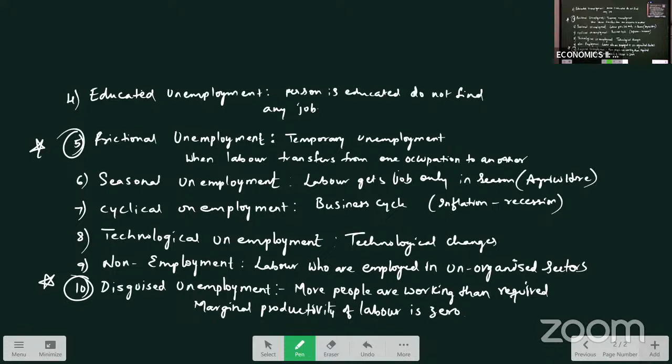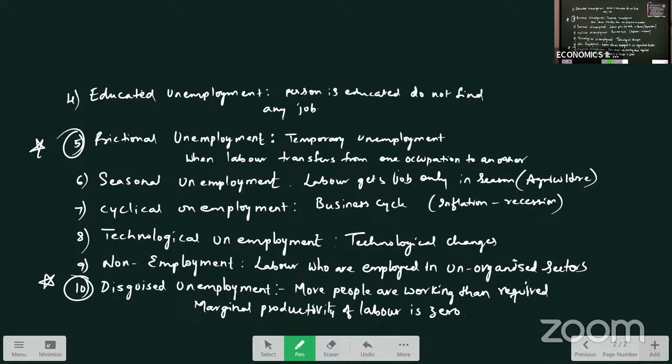Next, we have disguised unemployment. Disguised unemployment means what? More people are working than required. If we require only 2 people, but 4 people are working in that particular thing, then that is called disguised unemployment. And in disguised unemployment, marginal productivity of labor will be 0. Means the extra production they are doing is 0. So if we remove them from production also, it will not have an impact on our production.